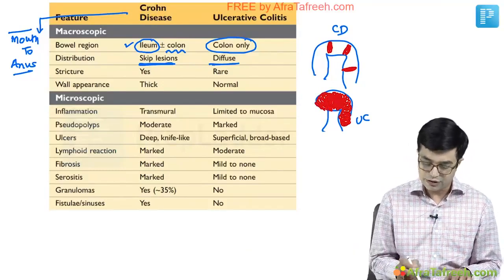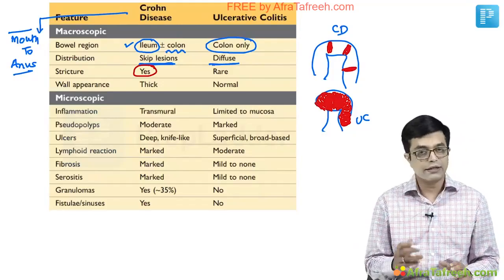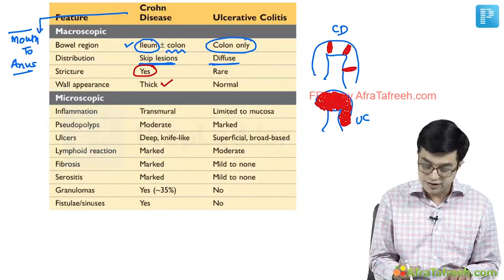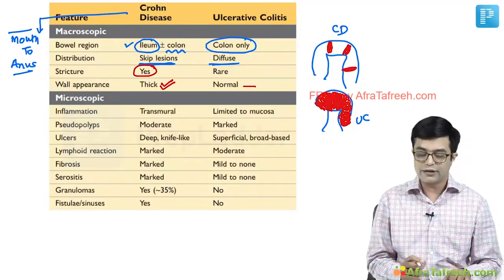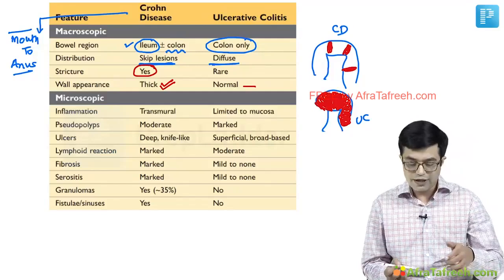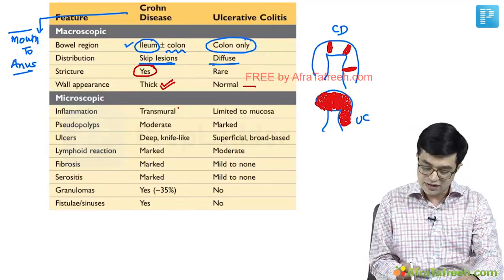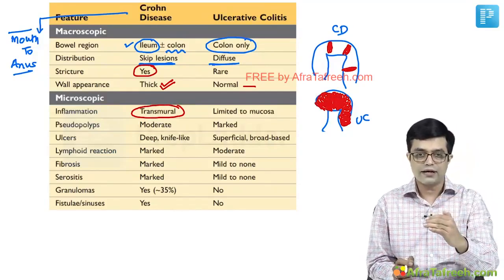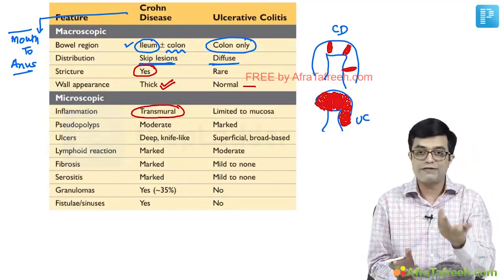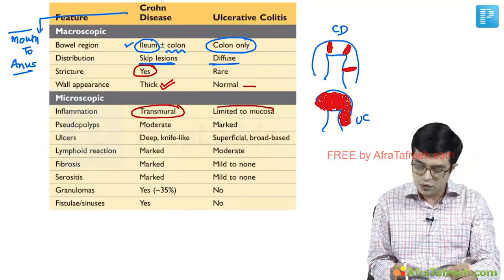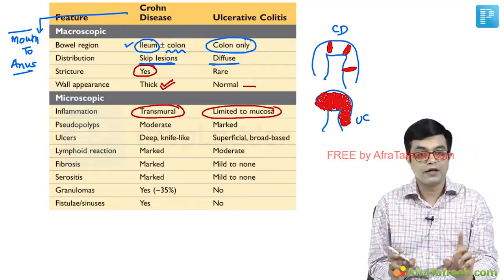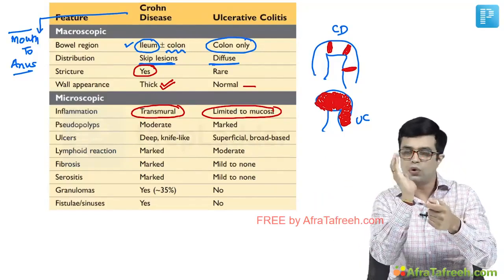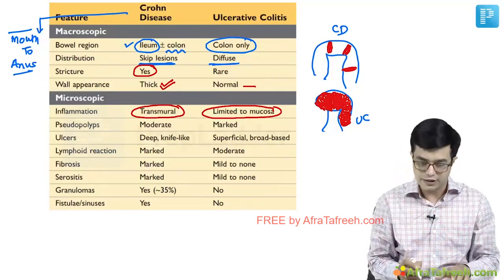Then stricture formation. Stricture formation is a feature of Crohn's disease. They do not happen in ulcerative colitis. Wall appearance: in Crohn's disease, the wall is thickened, whereas in ulcerative colitis, the wall thickness is found to be normal. Now moving towards microscopy, we find that Crohn's disease is a transmural inflammation. That is, the entire thickness of the gut is inflamed, and that is why stricture and fistula will form. In ulcerative colitis, only mucosal involvement is seen. The ulcer is not deep, it is not passing through and through. Only superficial mucosal ulcers will be present.